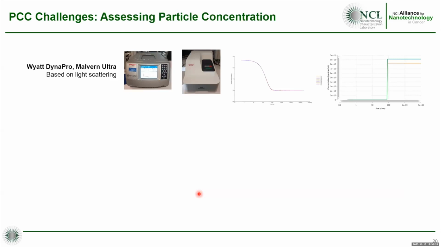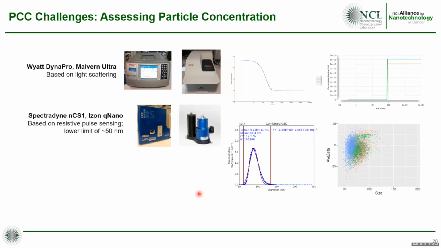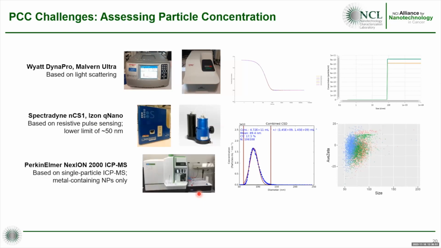So the first step is to look at particle size and particle concentration. That is where you're starting to count individual particles. In our lab, we have two instruments based off of light scattering. As Jean-Luc pointed out, these are indirect measurements. We have two instruments based off of resistive pulse sensing, which are now looking at individual particles. And finally, we have a single particle ICP-MS, but this is only relevant to metal-containing nanoparticles.